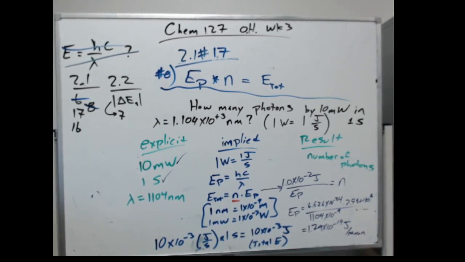Now, if each photon carries 1.79 times 10 to the minus 19 joules, do we expect we're going to need a lot of photons or only a few photons to get up to like a joule?